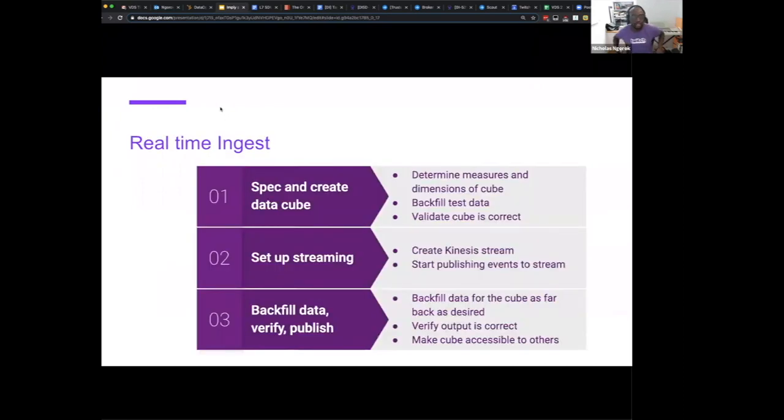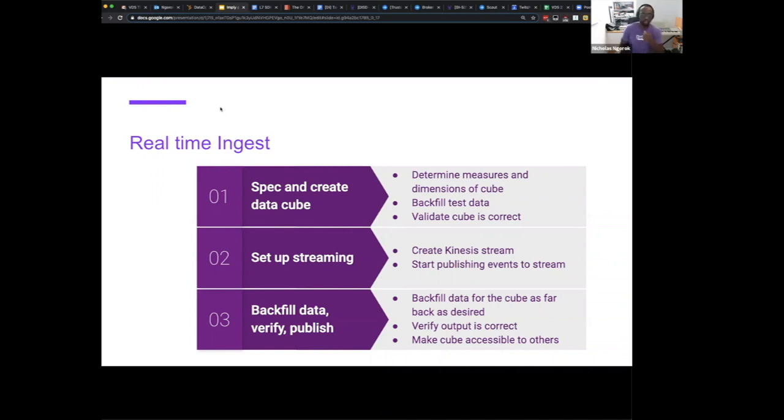So here's what the flow looks like. For real-time ingest, a member of the data staff goes through these steps to actually get data into our Druid cluster such that it shows up in Pivot. They start by speccing and creating a data cube. So they think about what are the measures and dimensions that they would like in this cube, write those down, create it, backfill a little bit of the test data, and then validate if this looks good.